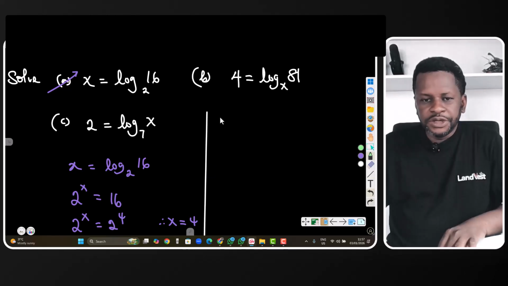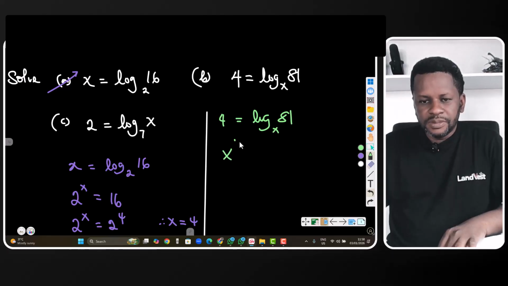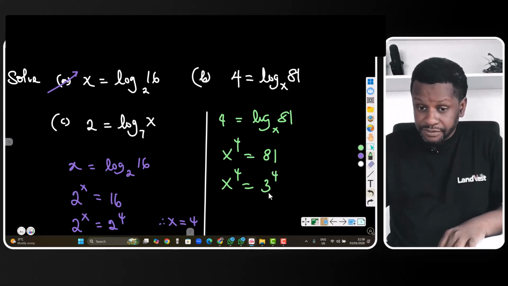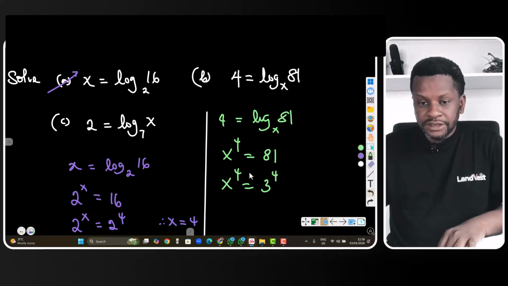And then here you have 4 equals log 81 base x. So x will come here and lift up 4, and equals 81. And x to the power, well, this is power 4. And 81 can be written as 3 to the power of 4. So definitely they have the same power, so definitely here x will be 3, of course.